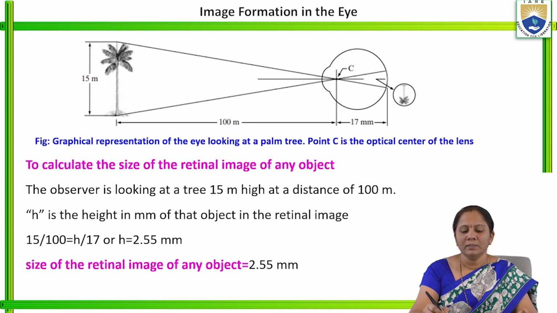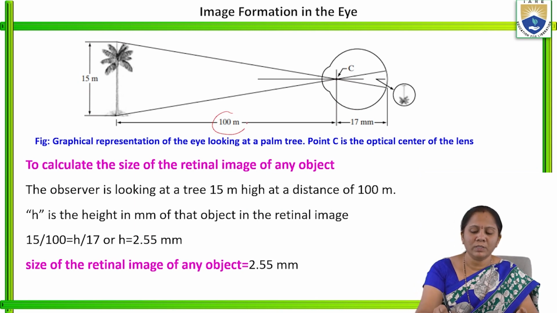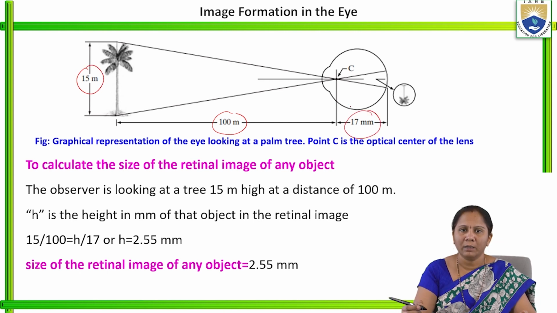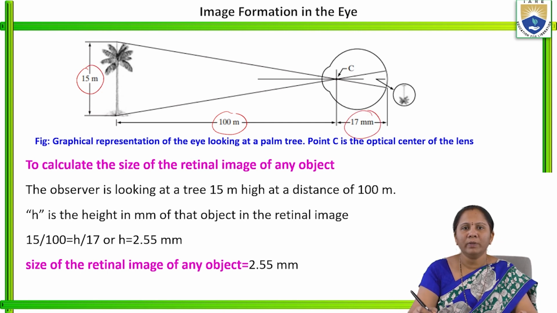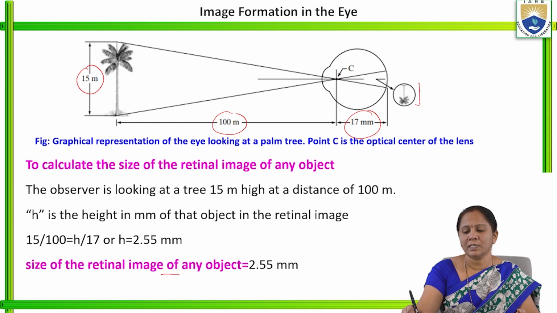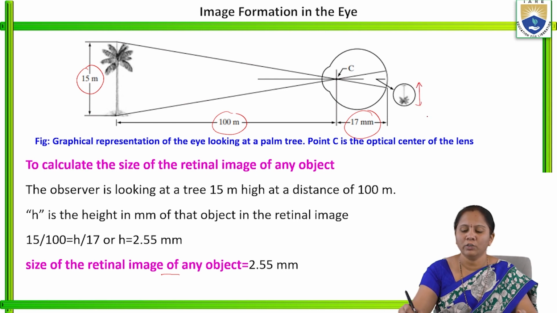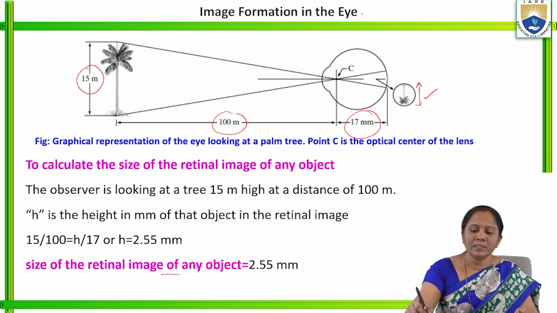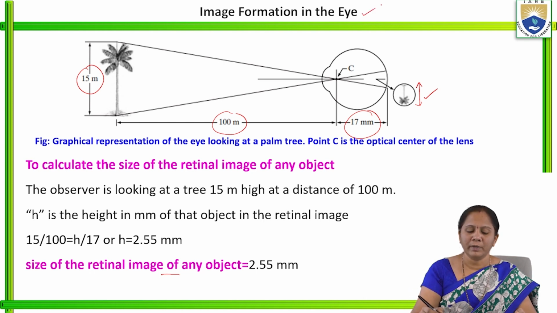So considering this example with respect to this distance, height and the diameter, here is a simple example in order to calculate the size of the retinal image. So this is the size of the retinal image. In order to calculate the size of the retinal image, that is the image formed on the retina of any object we are seeing, here we can see a simple example.